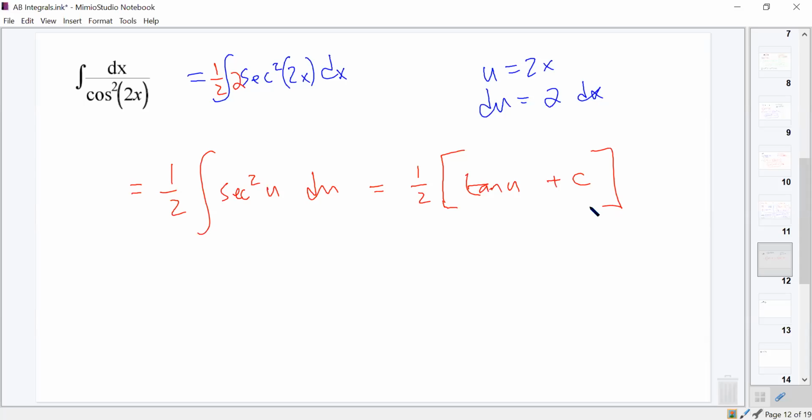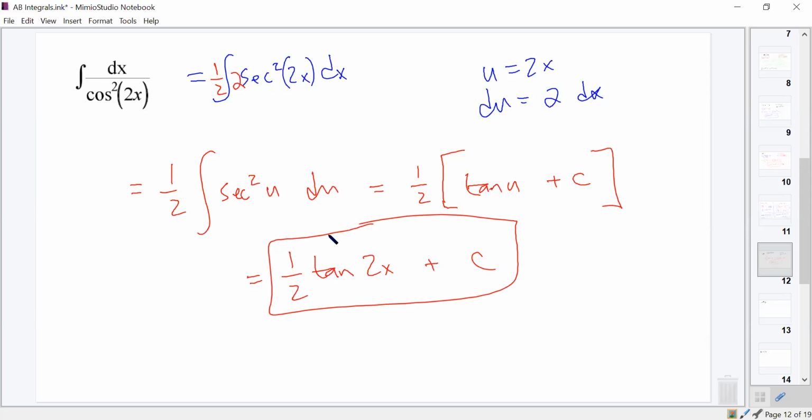You got to have those ones on that sheet memorized. This gives us 1/2 tangent 2x plus a constant. Any questions on that or no? Could you have done it without turning into secant squared, like substitute the cosine? Nope, you could not have. Would not have worked out. Any other questions on that one, or everybody good there?